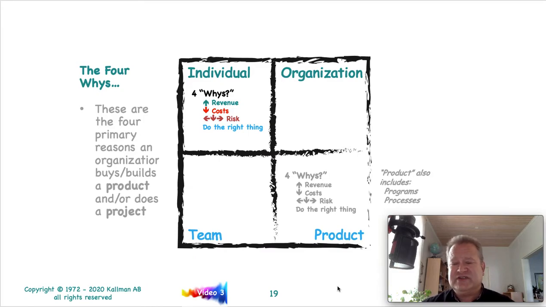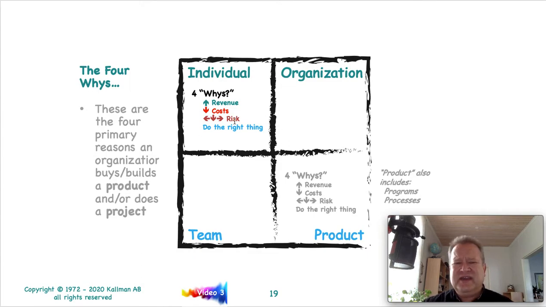Now, I had mentioned that we were going to talk about the four whys. Typically, I talk about the four whys down here in the product box, that there's really only four reasons we would do anything, and that's do the right thing, increase revenues, decrease costs, get rid of or mitigate risk. And usually when we talk about product, we're also including programs and processes. So all your program managers would be down in that product box.